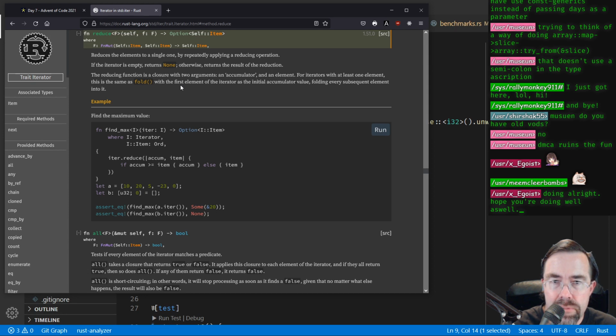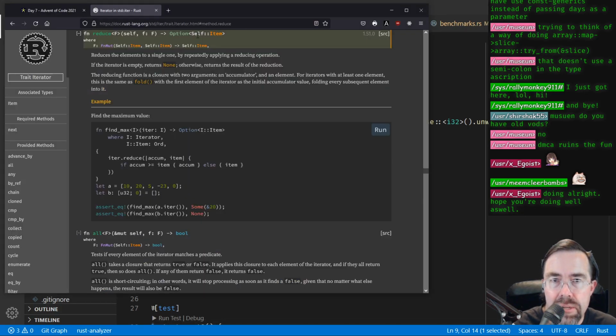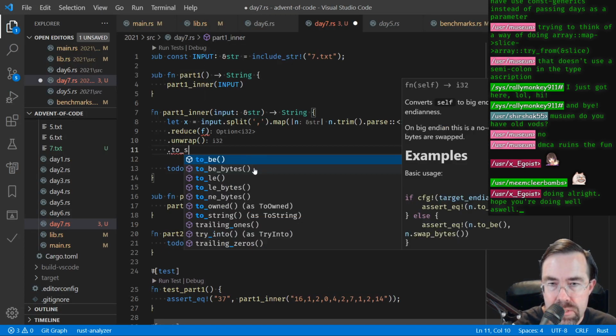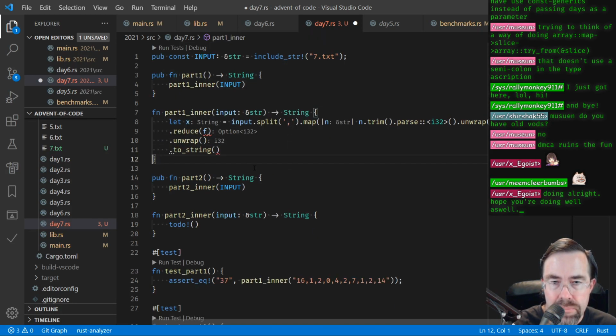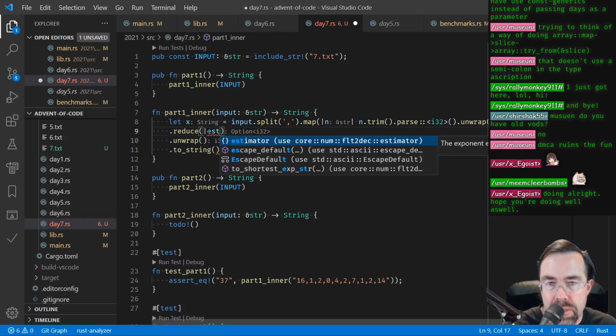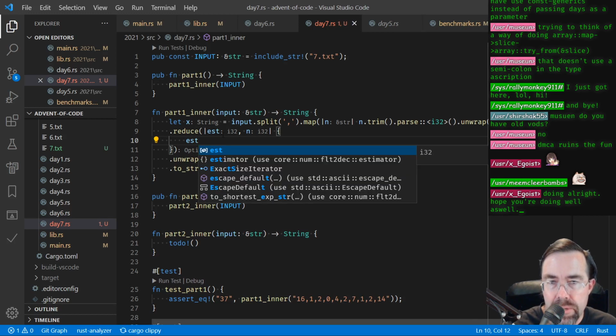It's the same as fold with the first element of the iterator as the initial value, folding every subsequent element into it. So it has to be the same type, though, which is fine because we're just going to deal with i32s, right? So we do have an option at the end which will unwrap, and then we will end up converting that to a string to output it, right? And this function then takes 2 things. So it's, I guess, our initial estimate, and then some number. And then we have to figure out, so if we just go with the estimate right now, we'll get the wrong number.